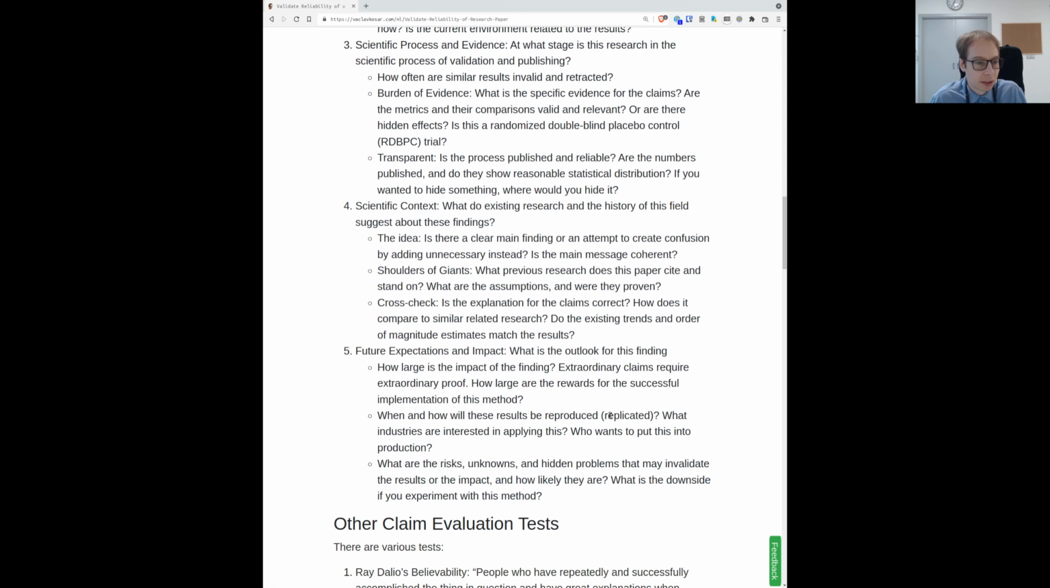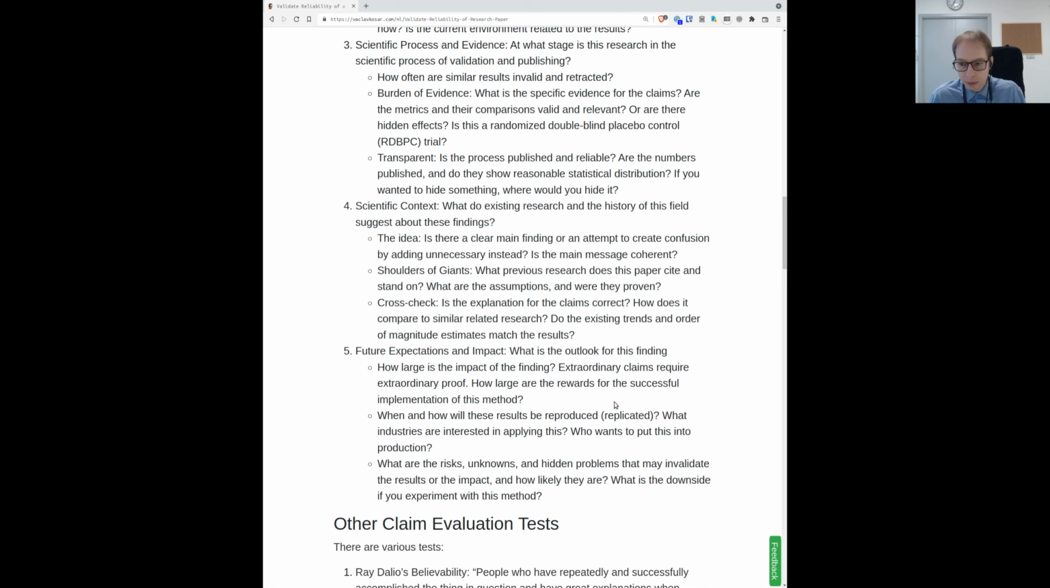Okay, third question. It's about the scientific process and strength of the evidence. At what stage is the research? What sort of validation do we have? How often are similar results within a similar stage invalid and retracted? What is the specific evidence that we have for the research? What are the metrics? How were the metrics compared? Is the comparison relevant and valid? Are there some other hidden effects?